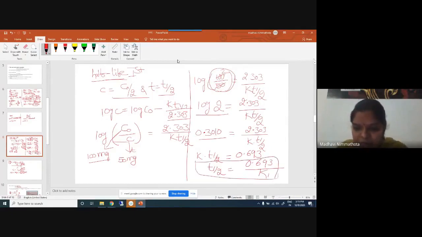You can remember this equation throughout your pharmacokinetics topic: T half is equal to 0.693 by K. Just write the derivation, depending upon your marks. Okay, so this is the first order kinetics as well as zero order kinetics along with their half-lives.